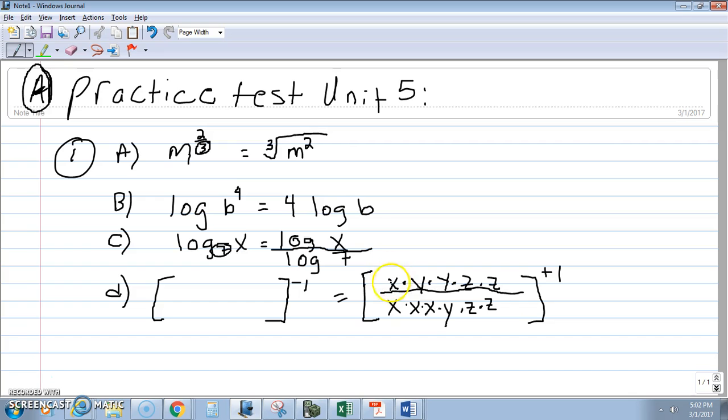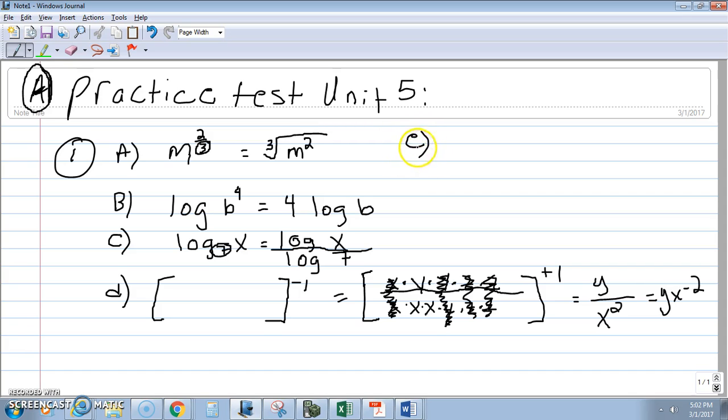Okay. So an x on the numerator, an x on the denominator. There's a y on the numerator, a y on the denominator, z and z, and another z and z. So what am I left with? I'm left with y over x squared. You could also write this as y times x to the -2, or x to the -2 times y.